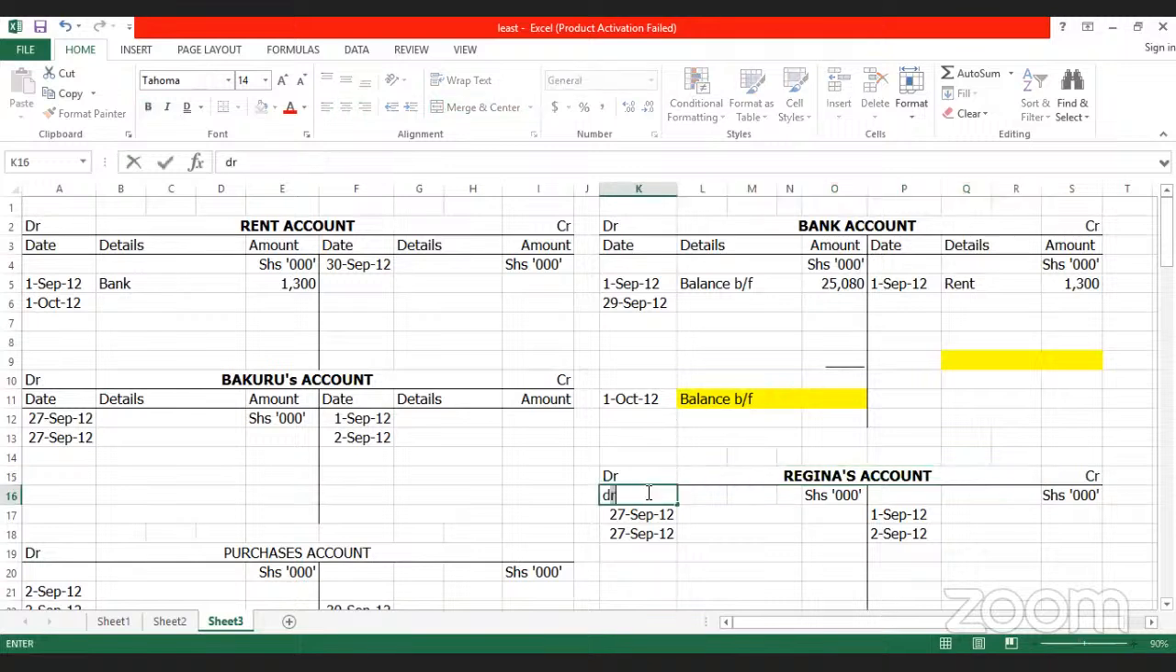In the account, please, you have to clearly state the date. So you need a column for the date, the details, and then the amounts. Your amounts are in shillings, thousands.